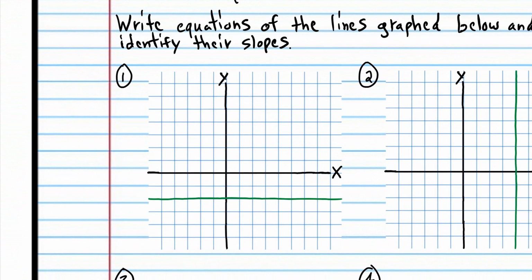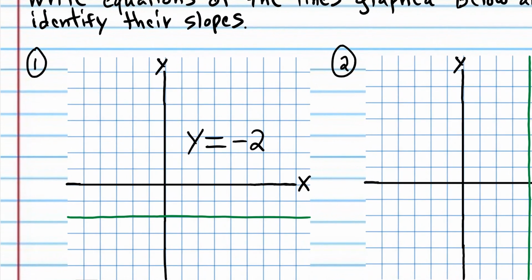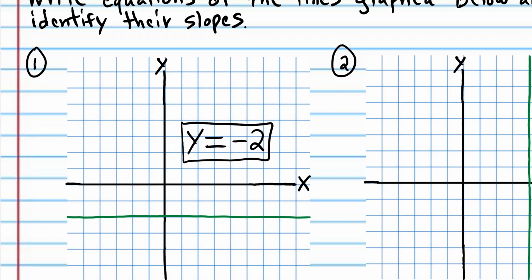So this is a horizontal line, so the equation is going to be y equals -2. And the justification for that is in all the points on that line, here's some points to consider, and all these points on this line, the y value is the same for each point. The y values are all -2.